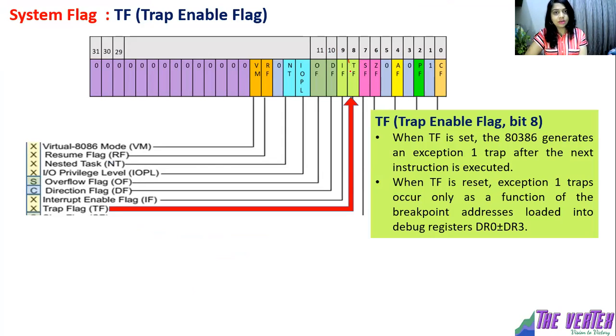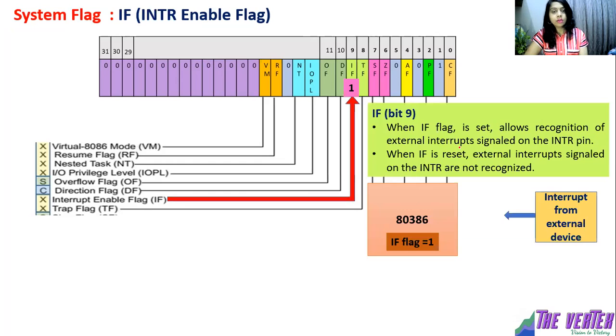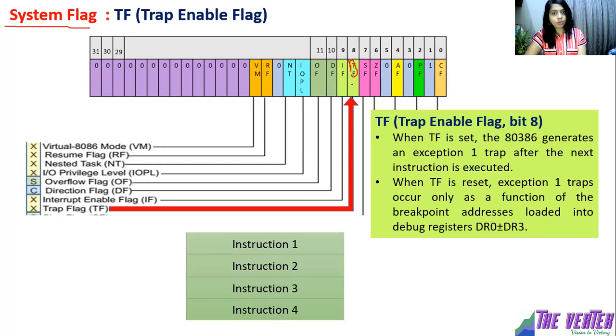The next flag is the trap flag. So you can see here, this is your trap flag. The trap flag is a system flag. So the direction flag was a control flag, and the trap flag is a system flag. So what does the trap flag do? When the trap flag is set, that means when it is 1, then 80386 generates an exception 1 trap after the next instruction is executed.